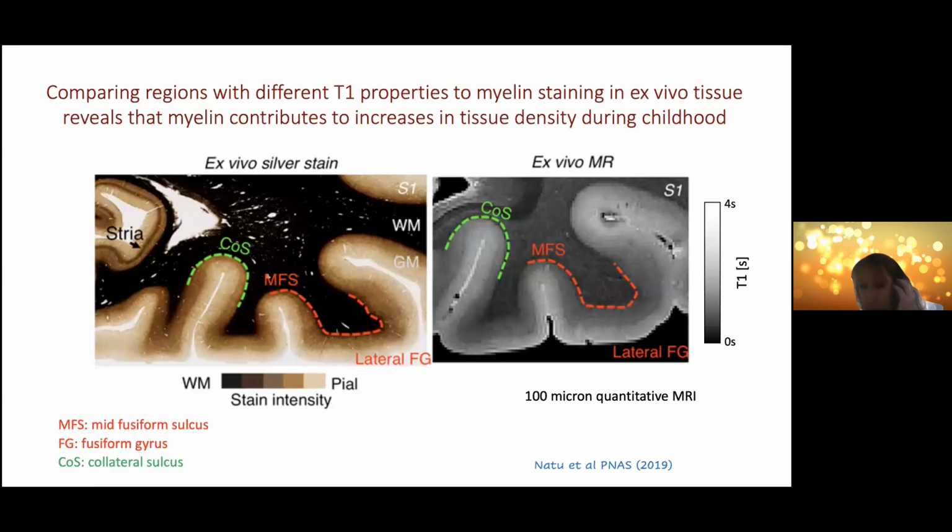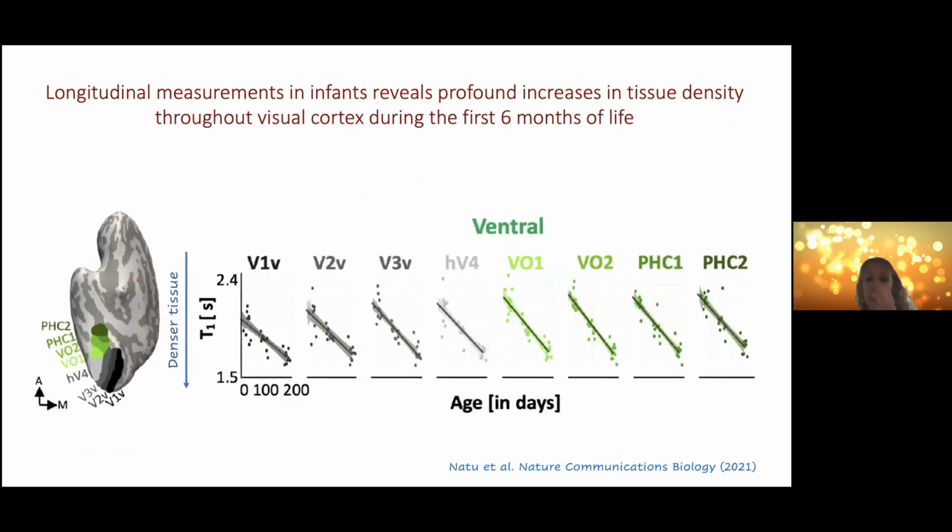But we were interested to see that maybe pruning happens earlier in development. So more recently, we've extended our quantitative MRI to look at tissue development in young infants. We've scanned 10 young infants longitudinally over a period of 6 months, so at newborn, at 3 months, and at 6 months.